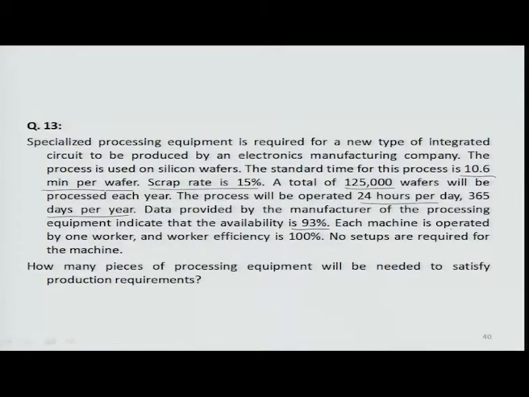So, each machine is operated by one worker and worker efficiency is 100%. So, no setup is required for the machine, that means it is just like an automatic machine, there is no setup time. How many pieces of processing equipment will be needed to satisfy the production requirement? Okay. This is a similar kind of problem we solved in the previous question. So, again now we solve this question also.